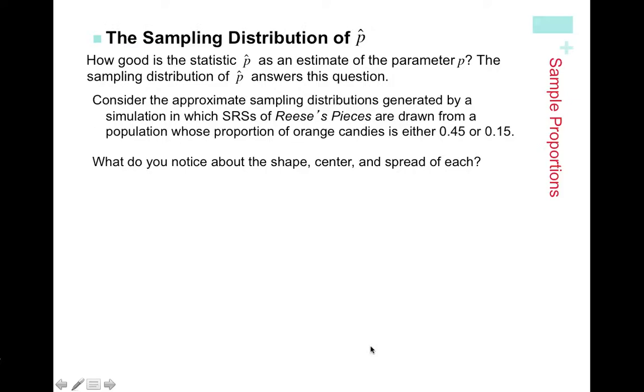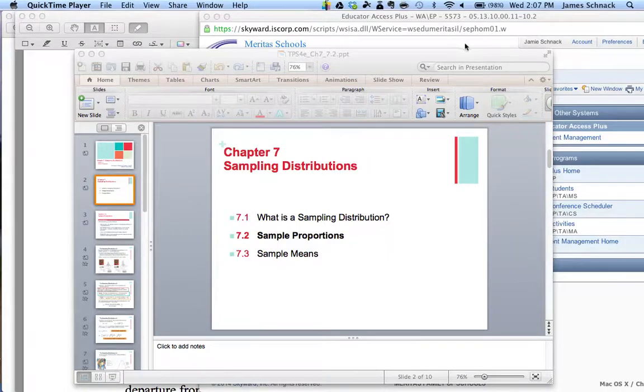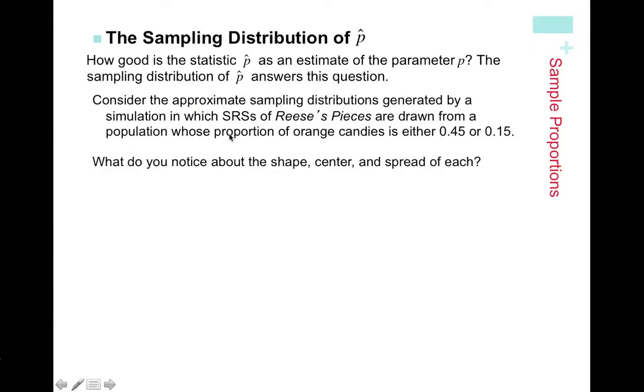So here we go. Sampling distribution of p hat, the proportion. How good the statistic p hat is as an estimate for the parameter p, we're going to look at the Reese's Pieces again. I've got some screenshots for when the population proportion is either 0.45 or 0.15. And we're going to look at the shape, center, and spread of each of them.